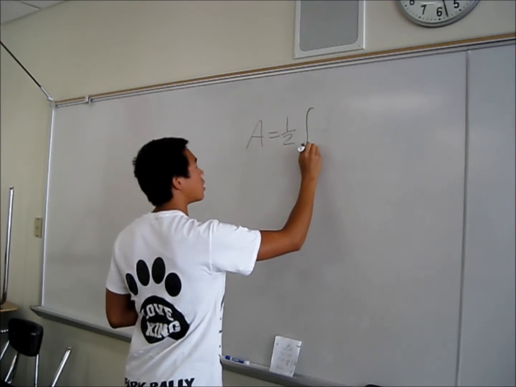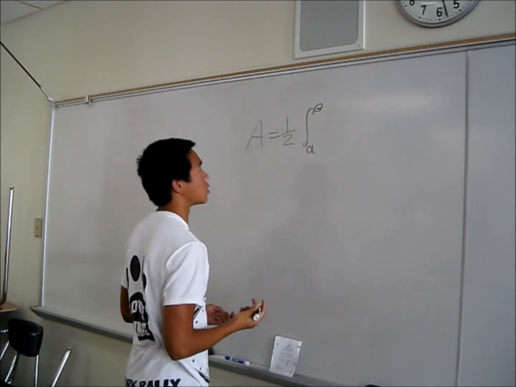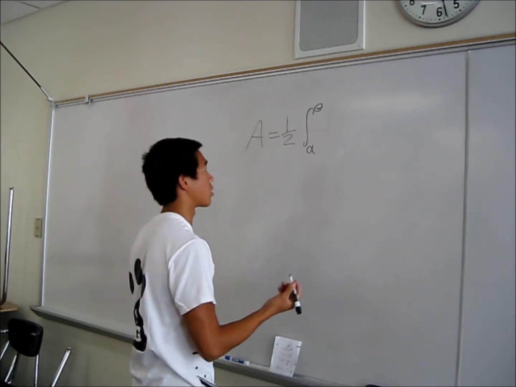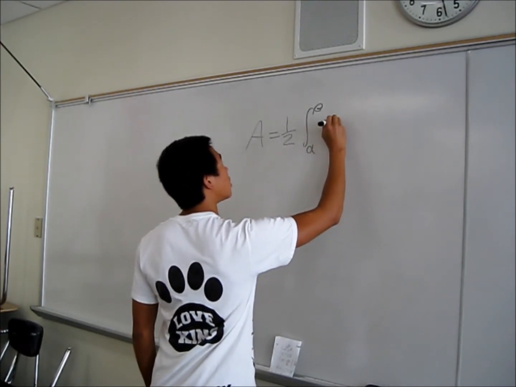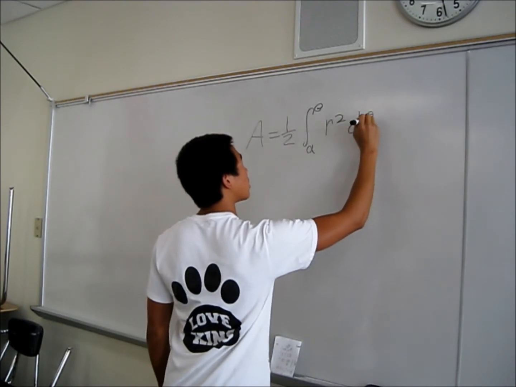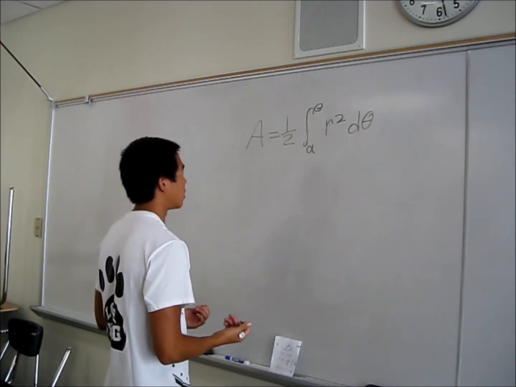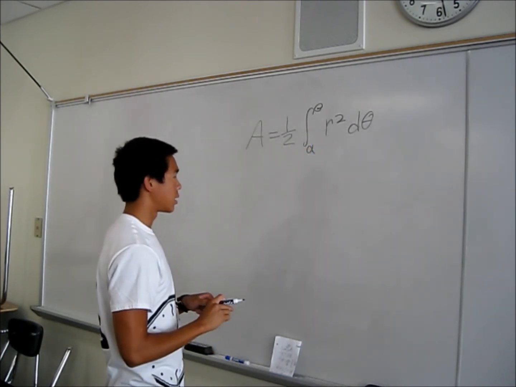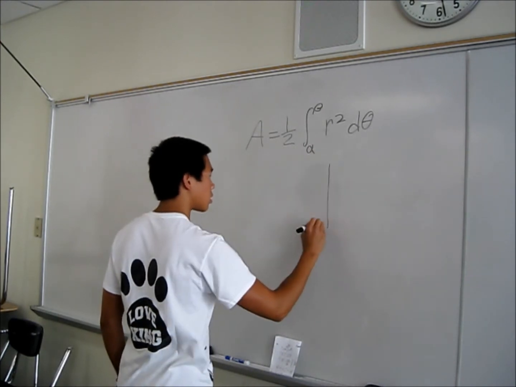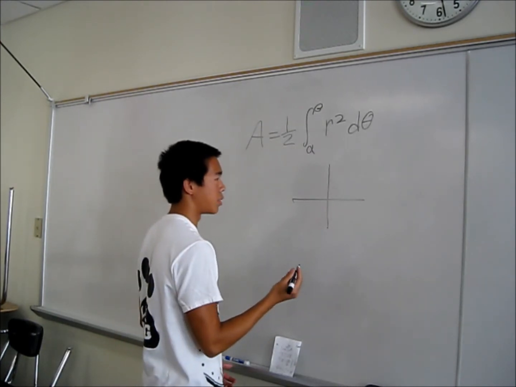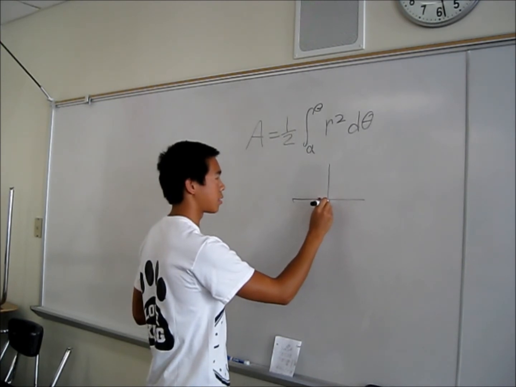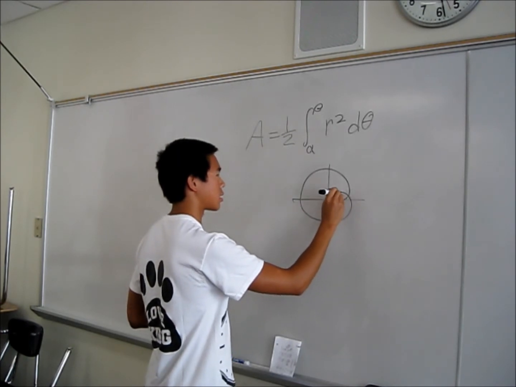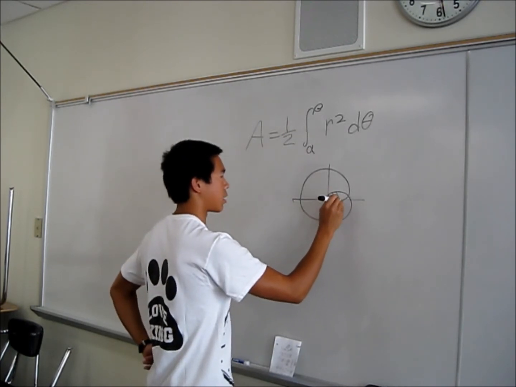To find the area in polar, area equals 1/2 integral from alpha to beta, to differentiate from a and b in regular Cartesian, of r squared d theta. And that's pretty much area. You'd just plug in r, but some graphs might overlap when they're graphed, so it'd be kind of like this, where the overlapping area is right here.